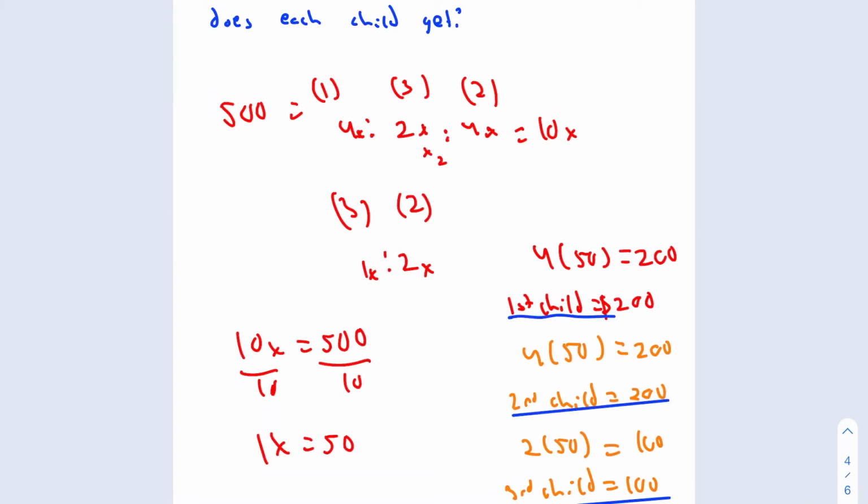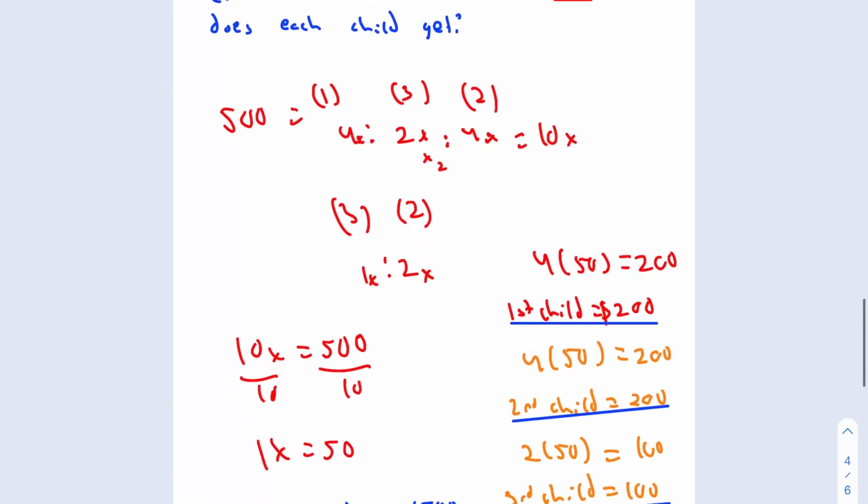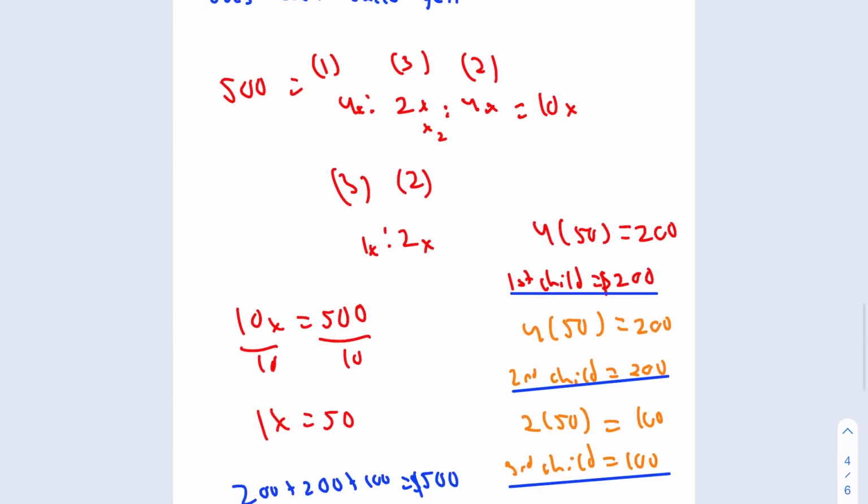And to check this, you can add them all up together. You do 200 plus 200 plus 100 is equal to 500. So that means it's all right. And you can check if it's a 4 to 4, if it's multiplied by 50. And these two have to be the same. 1 and 2 have to be the same, which they are here. And number 3 has to be half of 1 and 2, which is 100. So we'll move on to the next question.